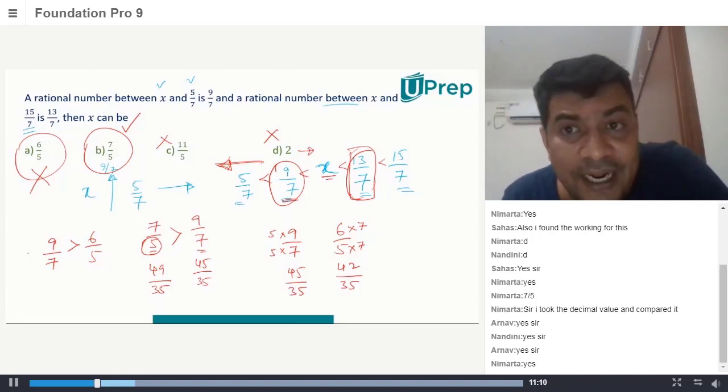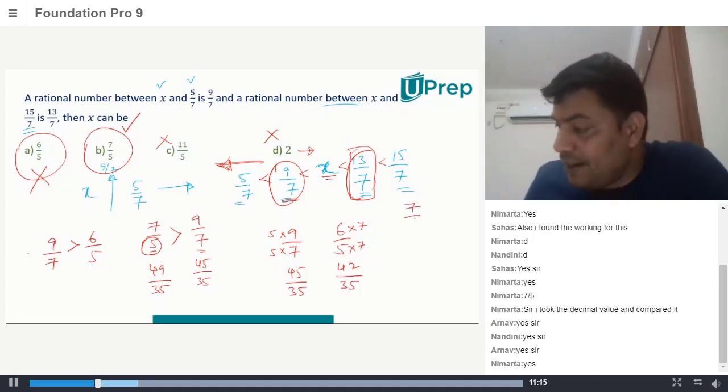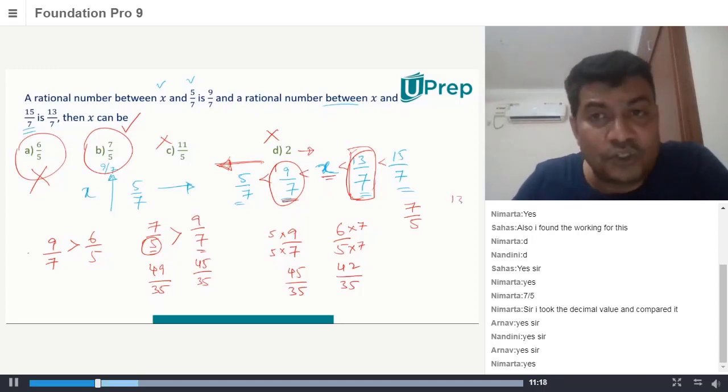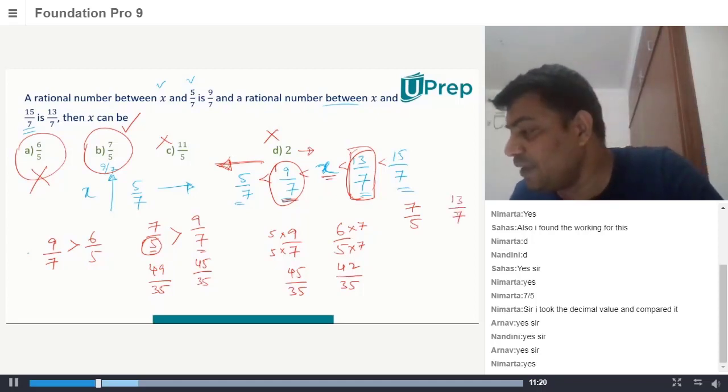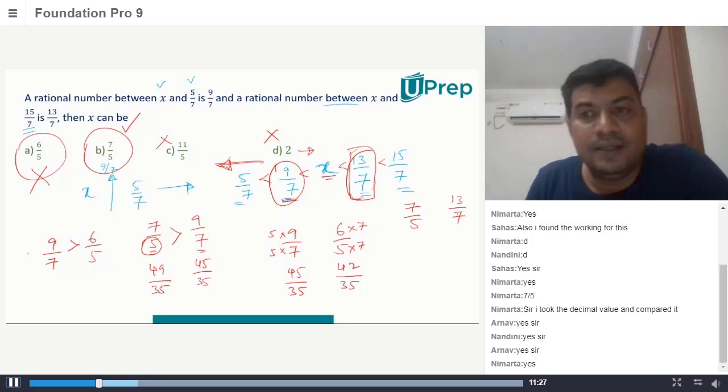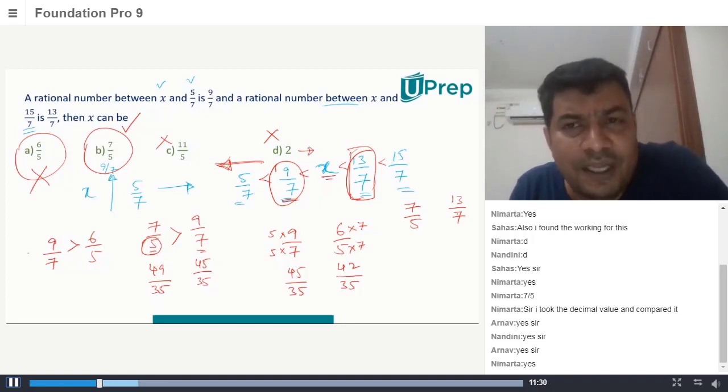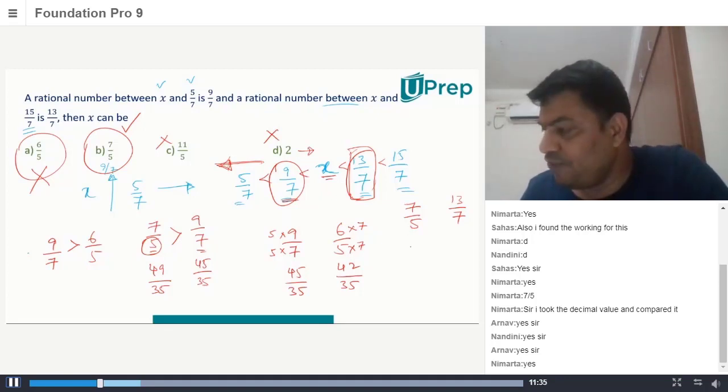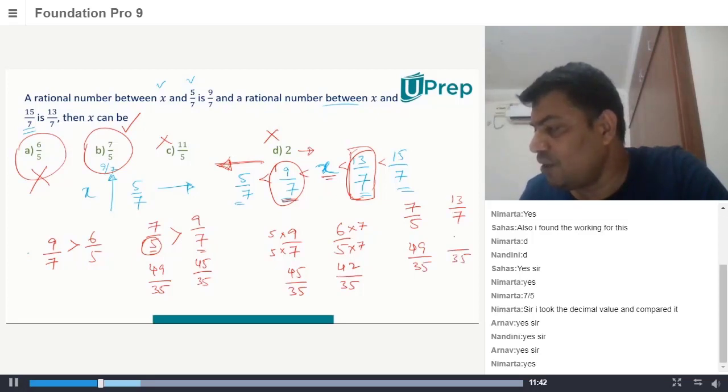If you also want to check whether 7 by 5 is lying between 9 by 7 and 13 by 7, you can check that also. Let's compare 7 by 5 with 13 by 7, just for your knowledge sake. How do we do that? Once again, make the denominator same. So 35, you multiply this with 7. 7 7s are 49 by 35. And here the denominator is 35, therefore 13 5s, that becomes 65.